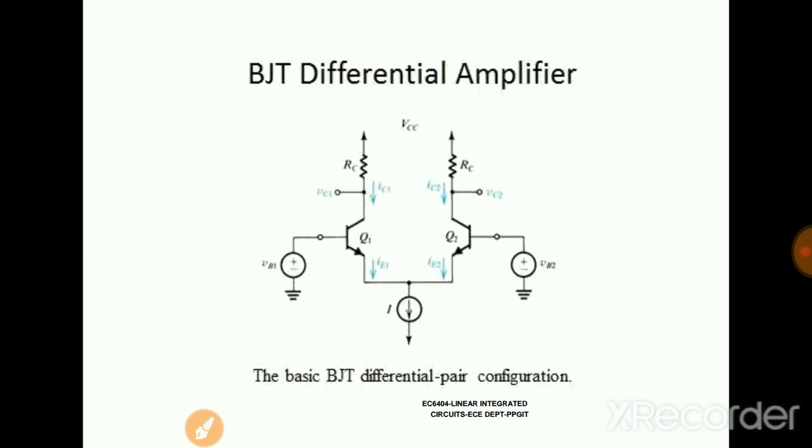Since it has two inputs and two outputs, this differential amplifier is called a dual input balanced output differential amplifier. When we have only one input, we call it a single input balanced output amplifier. When we have only one output, we call it dual input unbalanced output. And similarly, when we have one input and one output, we call it a single input unbalanced output differential amplifier. So based on the two inputs, it is called dual. If we have one input, we call it single. Based on the two outputs, it is called balanced. And if we have only one output, it is called unbalanced.